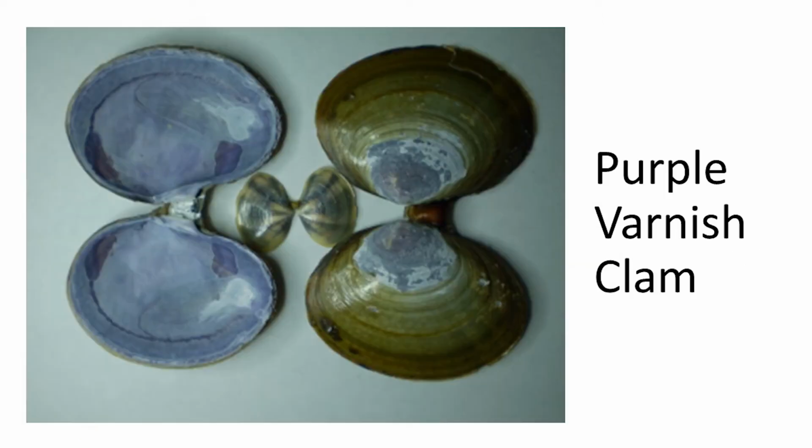The purple varnish clam was introduced to Washington from ship ballast water transported from Asia. It has been reported in North Puget Sound for about 10 years. The purple varnish clam grows dense colonies very rapidly, which displaces native species. They can also be harmful to humans because of their high concentration of toxins.